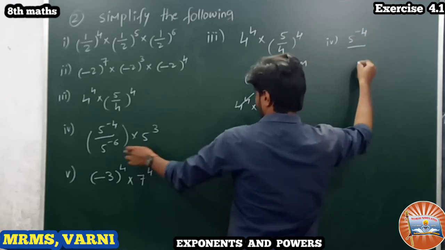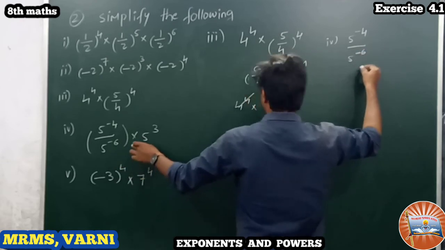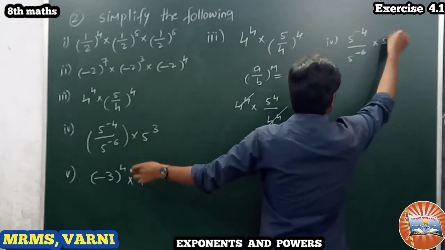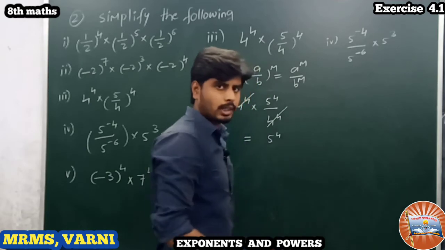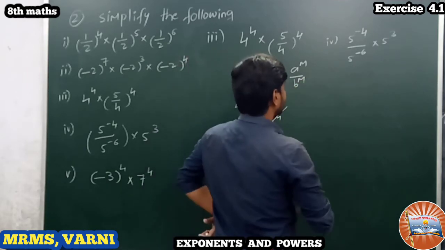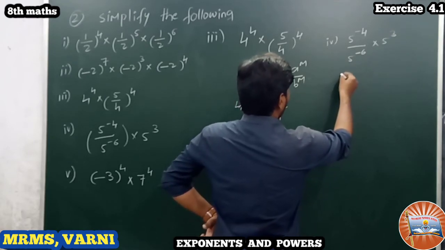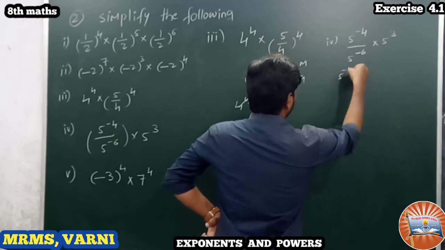5 power minus 4 by 5 power minus 6 into 5 cube. Okay, is it clear? This is a given question. So here, 5 power minus 4.